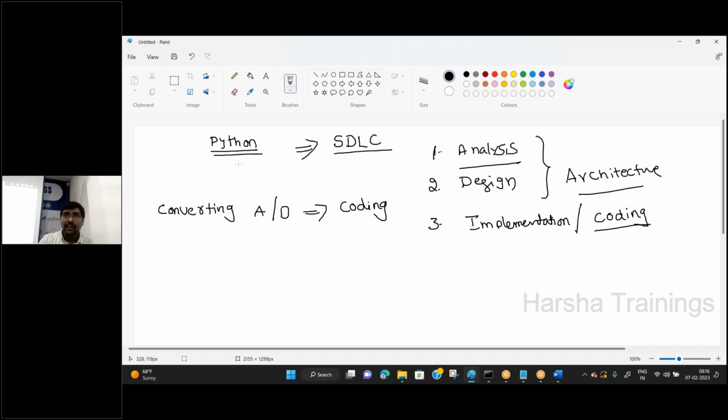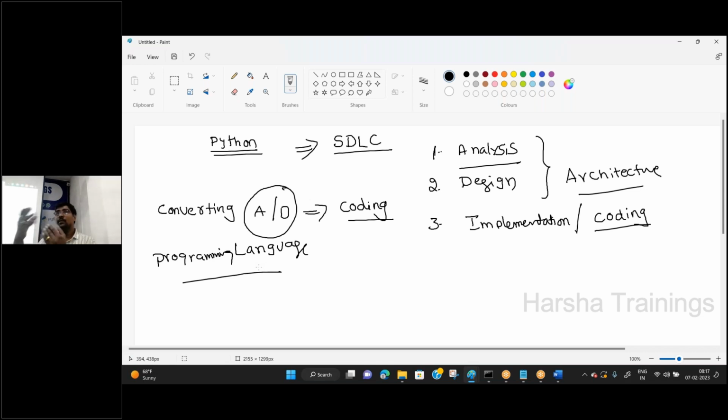Now, for conversion, what do you need? You need a language, right or wrong? So to convert this analysis and design into coding, you need a language that is called a programming language. Now you got the point? What is a programming language? Suppose here I am communicating to you by using the English language. So the medium, the mediator for converting, exactly here we need a programming language.